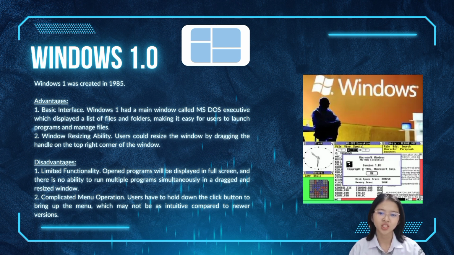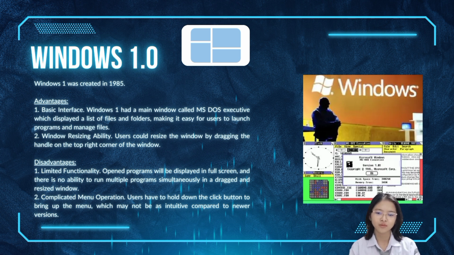The advantages: basic interface, where Windows 1 had a main window called MS-DOS Executive, which displayed a list of files and folders, making it easy for users to launch programs and manage files. The second is window resizing ability. Users could resize the window by dragging the handle on top of the right corner of the window.